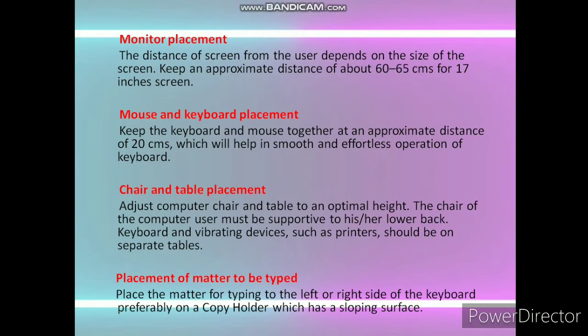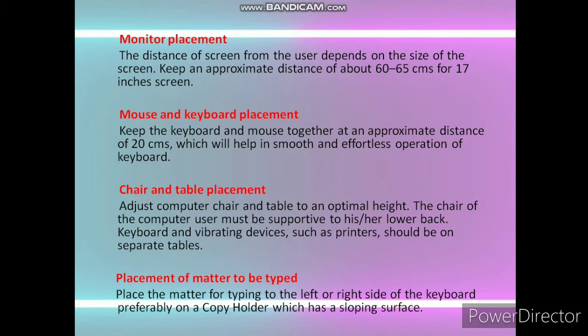Monitor placement. The distance of screen from the user depends on the size of the screen. Keep an approximate distance of about 60 to 65 cm for 17 inches screen. Mouse and keyboard placement. Keep the keyboard and mouse together at an approximate distance of 20 cm, which will help in smooth and effortless operation of keyboard.